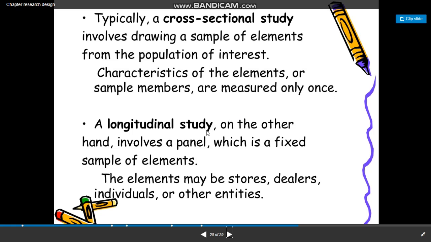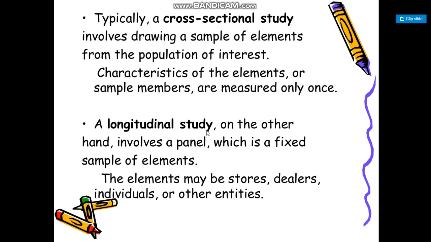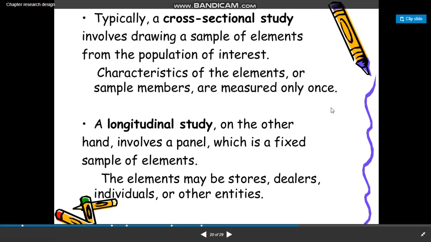A longitudinal study, on the other hand, involves a panel, which is a fixed sample of elements. The elements may be stores, dealers, individuals, or other entities. In a longitudinal study, one panel may be examined, checked, and observed over time. This is the important point, whereas in cross-sectional the data is taken only once.